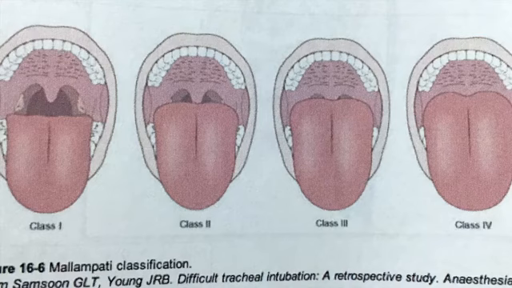1 is basically when we see the soft palate, uvula, fauces, and tonsillar pillars. Classification of 2 is when we see the soft palate, uvula, and the fauces. A 3 means we see the soft palate and the base of the uvula. And a number 4 is bad, very bad. We don't even see the soft palate. So that is one way to tell.